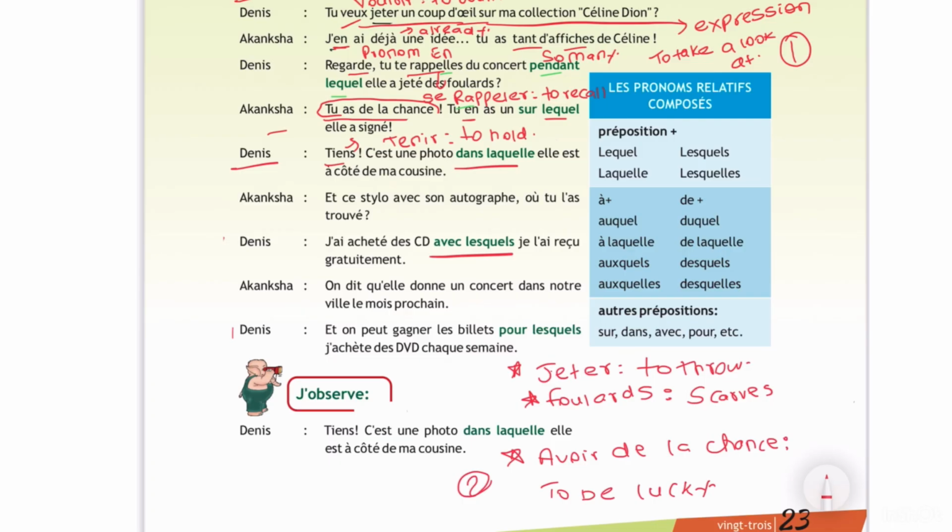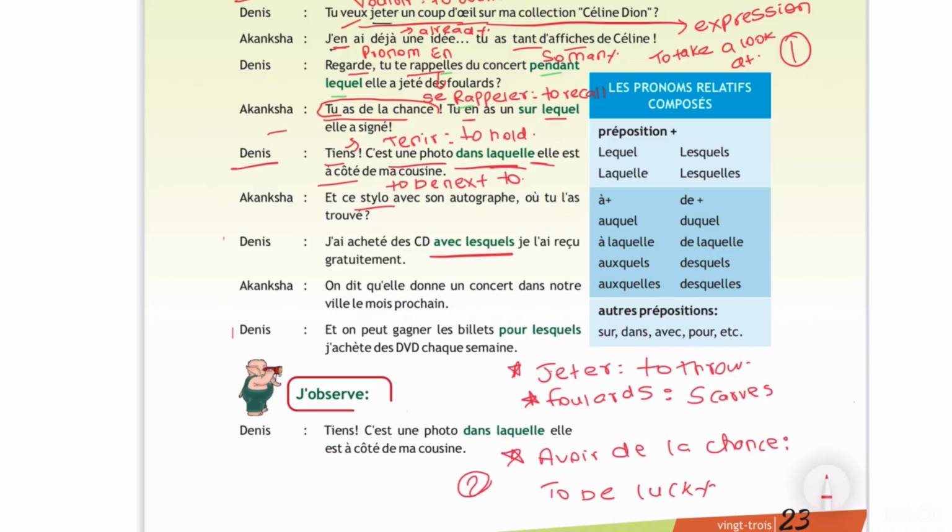Then he shows her a photo in which Elle, as in Céline Dion, is basically next to his cousin. À côté means to be next to. It is a preposition and means to be next to someone. So Dennis's collection includes, first they talked about the scarf, then the photo, and now they're coming to the stylo, that is the pen.